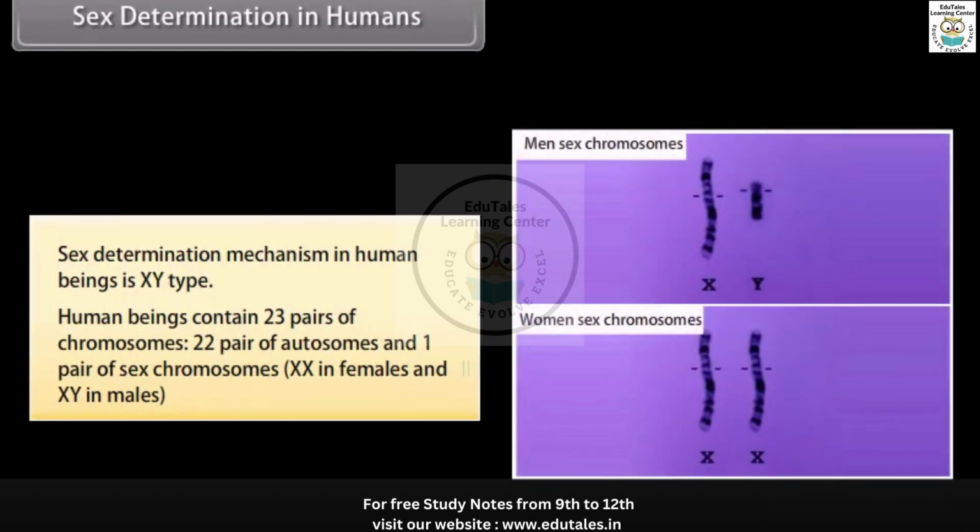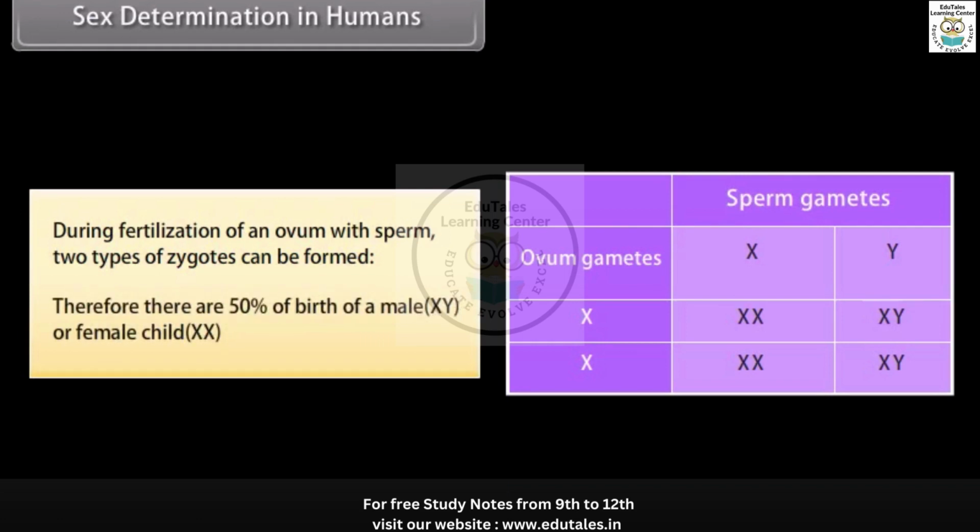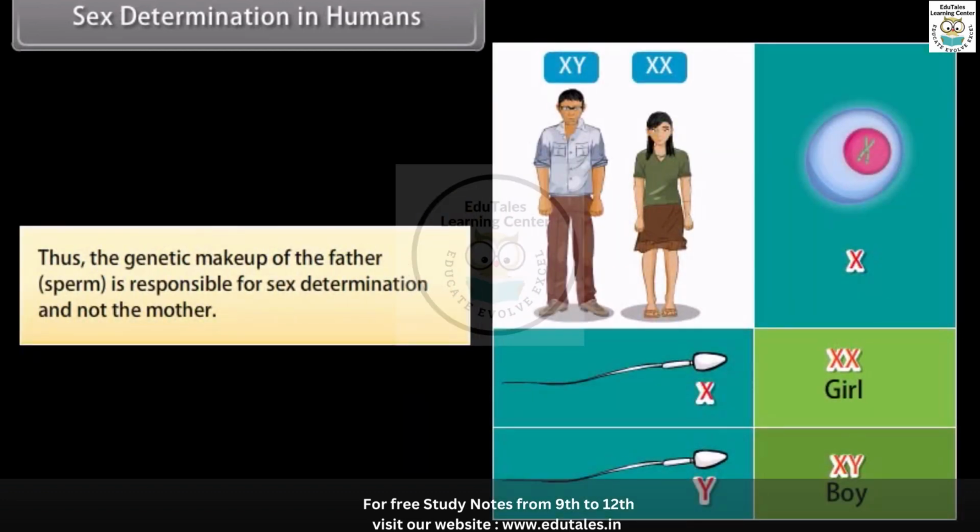During fertilization of an ovum with sperm, two types of zygotes can be formed. Therefore, there is a 50% chance of birth of a male child XY or a female child XX. Thus, the genetic makeup of the father's sperm is responsible for sex determination and not the mother.